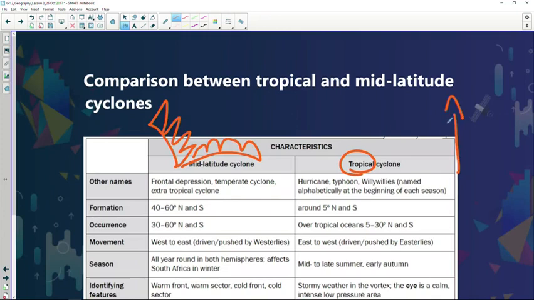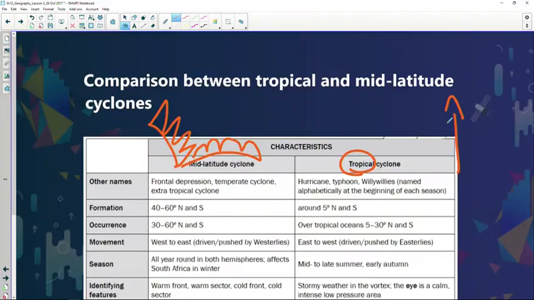Now obviously, if you just quickly look through the list over there, different names for mid-latitude cyclones are frontal depressions and temperate cyclones. What do we call tropical cyclones? Americans call them hurricanes, Australians, willy-willies, Japanese call them typhoons. So different names. Where do they form? The mid-latitudes, between 40 and 60 degrees north and south of the equator. Where do tropical cyclones form? From 5 degrees up to 30 degrees north and south of the equator.